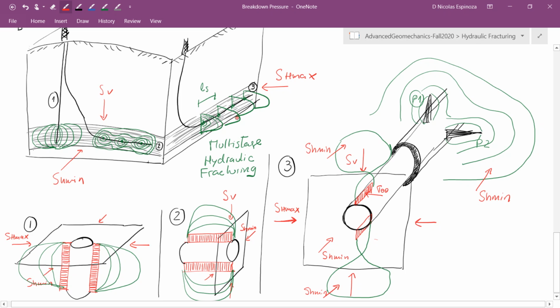We're going to see that how close I put these fractures to each other is going to be something important, and it's going to be a design factor or parameter, which is called the fracture spacing or the stage spacing, something that we're going to see later on.